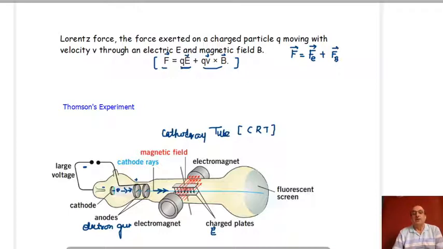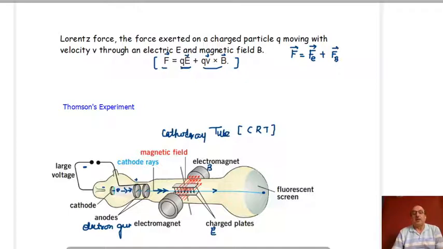And the two ends of the electromagnet produce the magnetic field B. So the charged particle is moving inside the two fields, which are perpendicular to each other, in this cathode ray tube. The cathode ray, that is the beam of electrons, will hit the fluorescent screen of the cathode ray tube and give a point which tells the position of the electron beam.